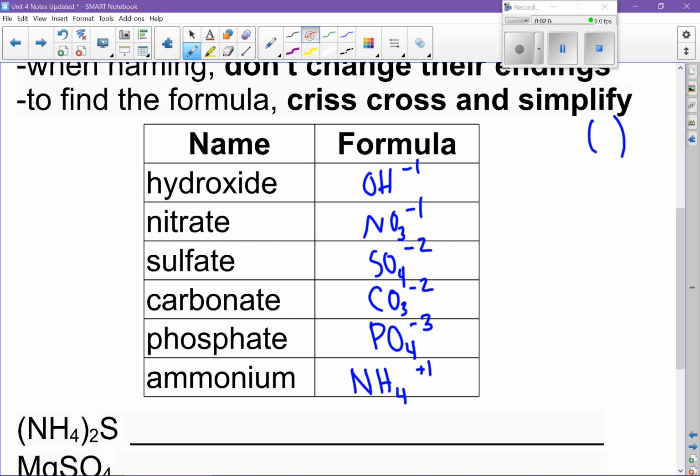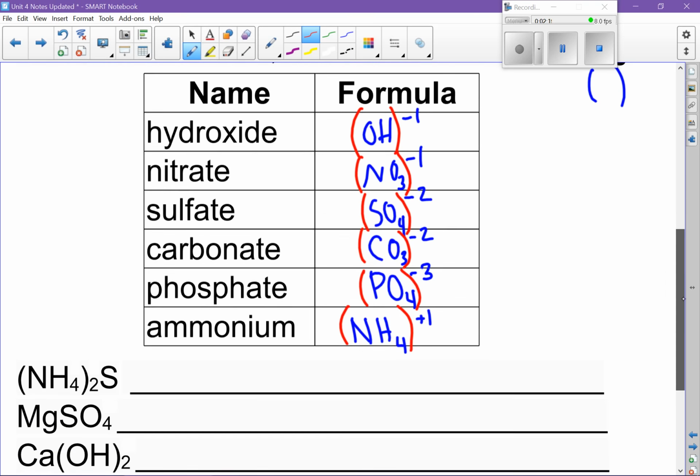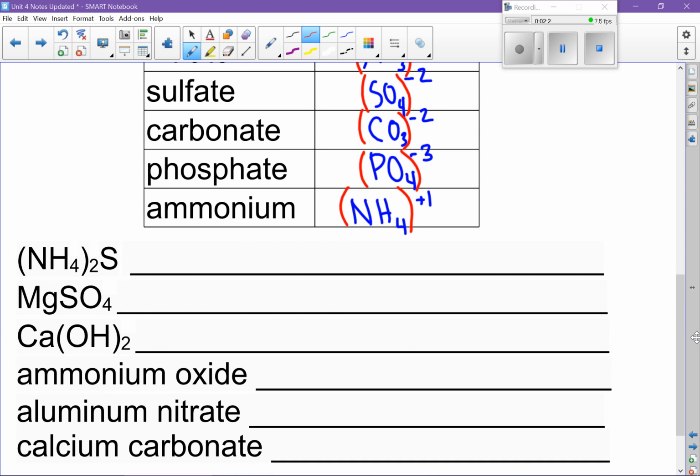Now, some people like to put the parentheses in automatically, which is wonderful. Leave the charge on the outside and keep the subscript on the inside. So if you put those parentheses in, there's no way for you to be wrong. Okay? So, take a peek. (NH4)2S, NH4 is called ammonium.